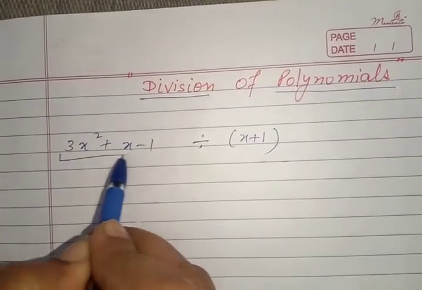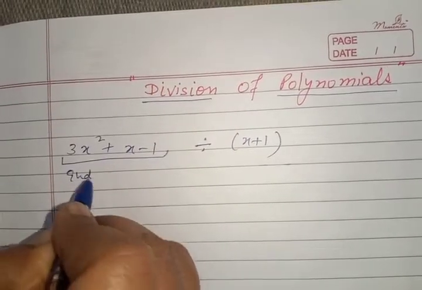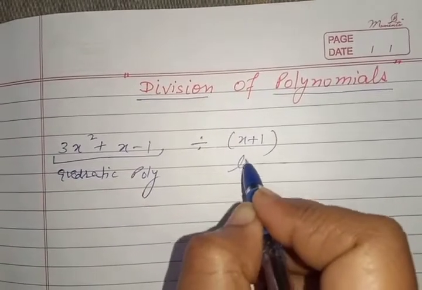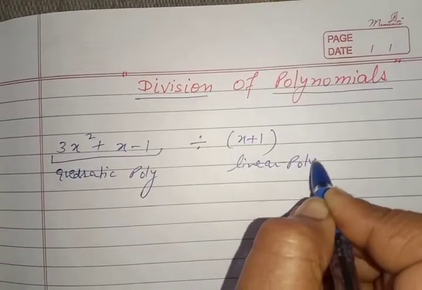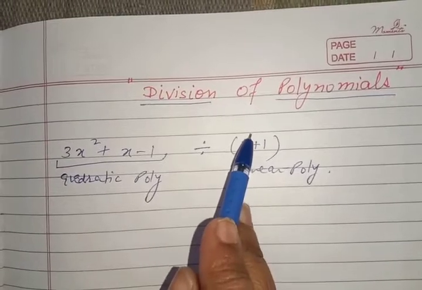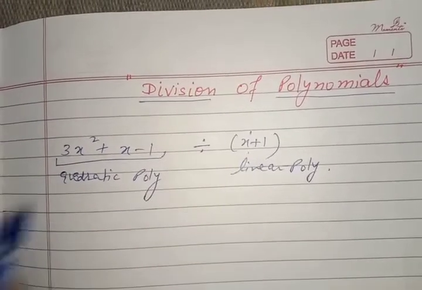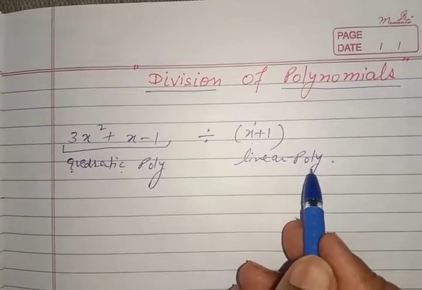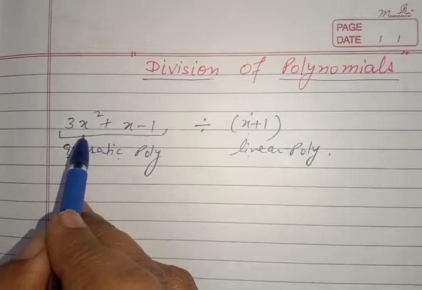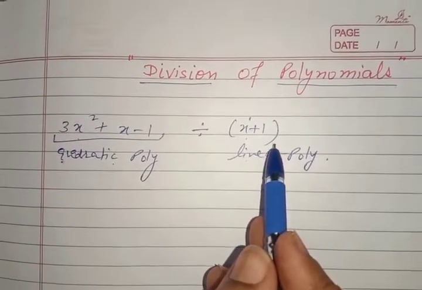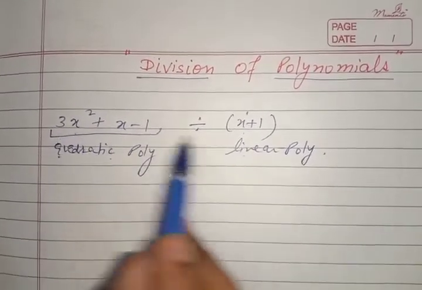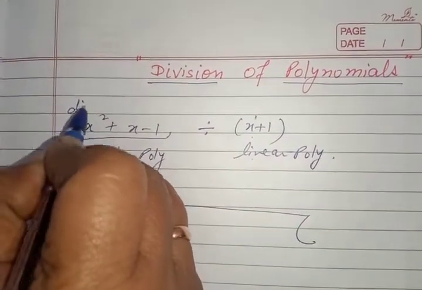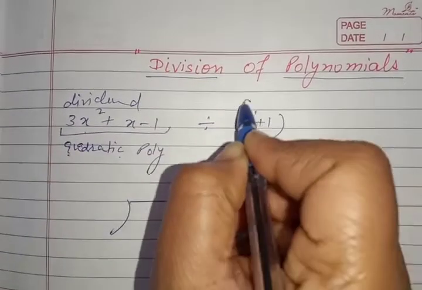This is a quadratic polynomial, if you remember, and this is a linear polynomial, because the degree of this is 1, the power of x here is 1 and the power of x here is 2. So it is quadratic and it is linear. So this is the bigger polynomial and this is the smaller polynomial, we can say this. So how to divide these two? This we will suppose as dividend and this as divisor.